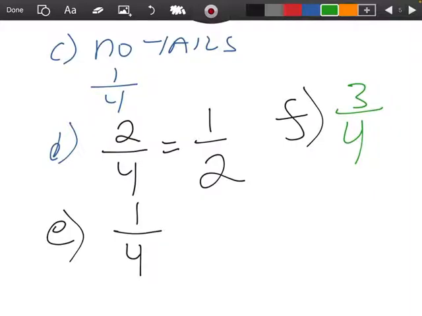So these are my answers for my parts A, B, C, D, E, and F. Y'all got any questions? Let me know. I'm happy to help.